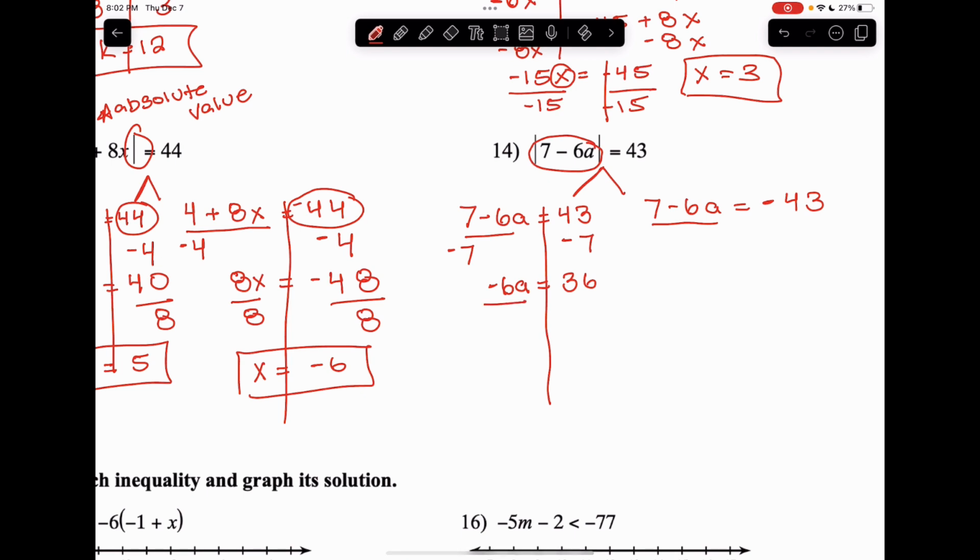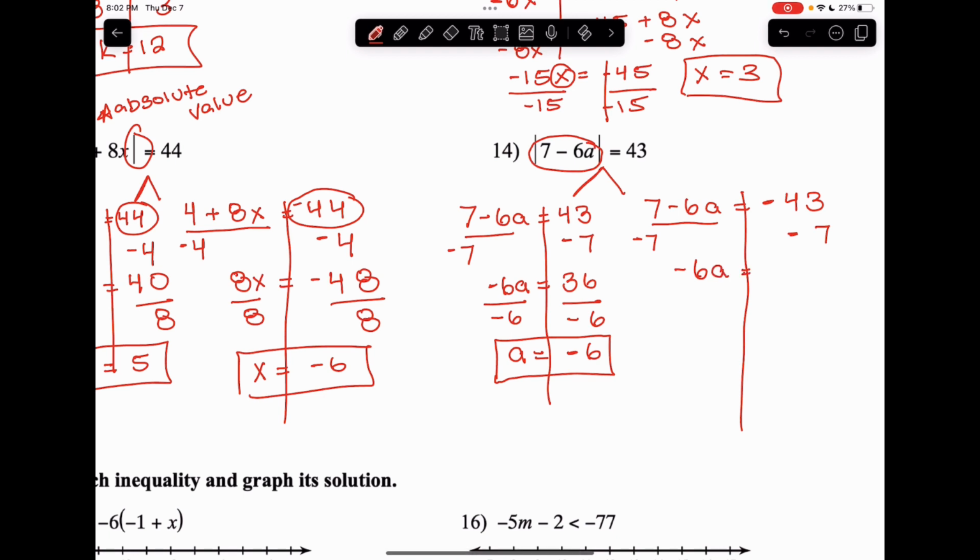And then I need to divide by negative 6 to get a by itself. 36 divided by negative 6 will leave me with negative 6. On the other side, once again, I'm going to subtract 7. This will get me negative 50. And I'm going to divide by negative 6.